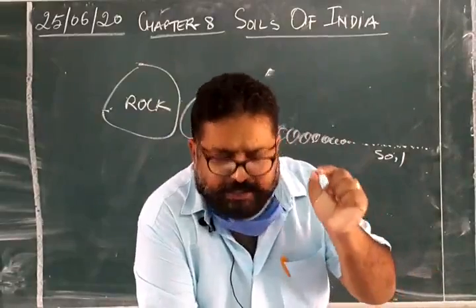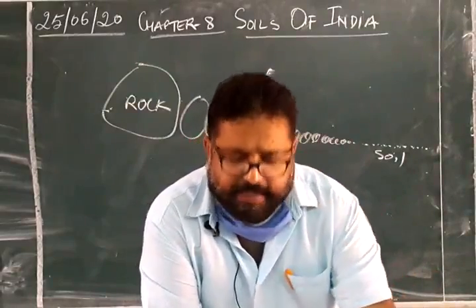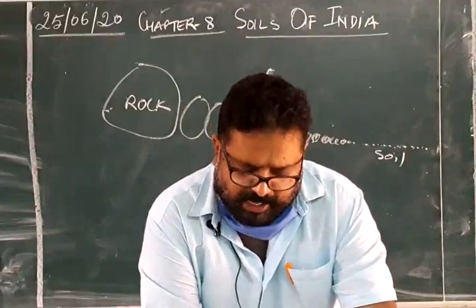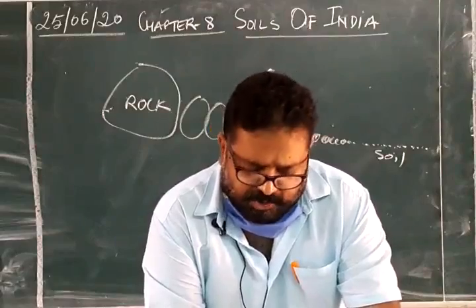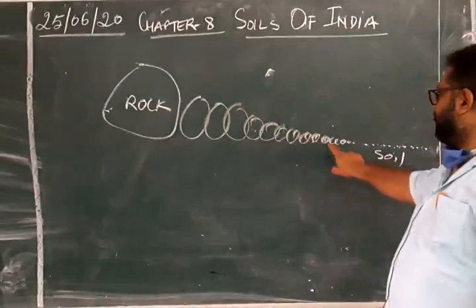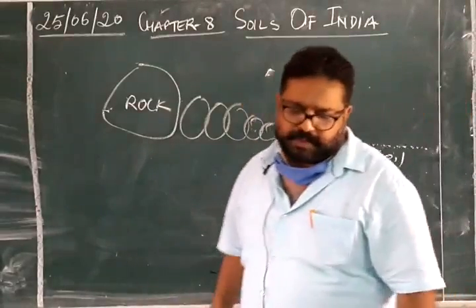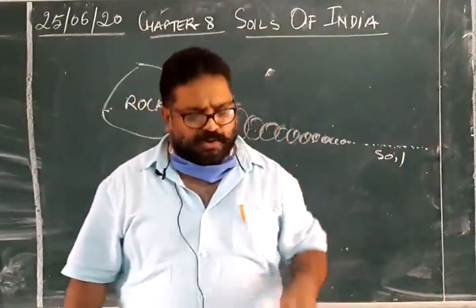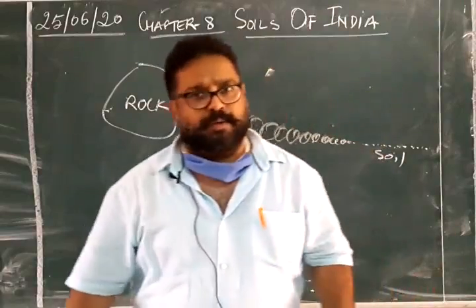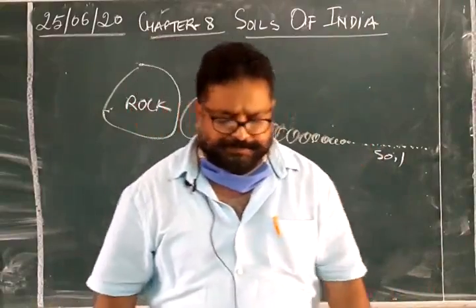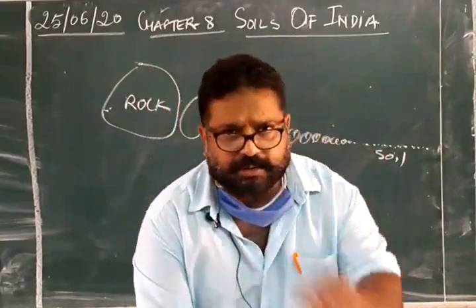It is formed by the combination of physical and chemical processes in which huge rocks are broken down into smaller particles over a long period of time. Very importantly, that word long: it takes quite a long period of time, thousands of years. Alright, so this is how the soil is formed.